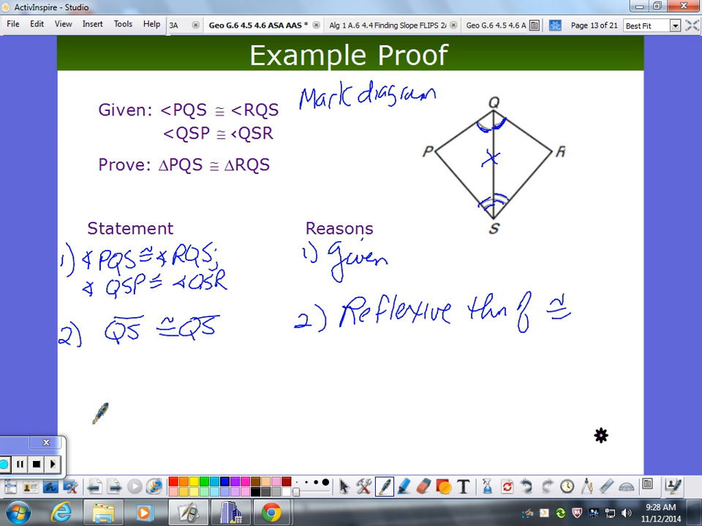Okay. And now right away, I'm there. Triangle PQS is congruent to triangle RQS by what? Angle, side, angle, congruent to posture. That's it. Yeah.